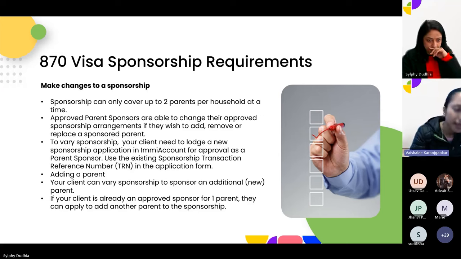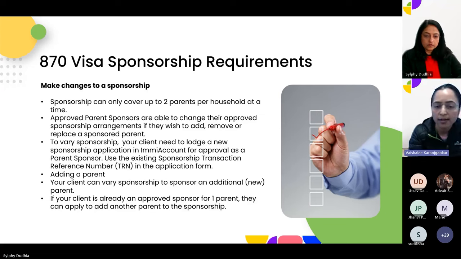You can also add a parent to a sponsorship, but not more than 2. Let's say you have applied for only one sponsorship at a time and later you change your mind, and you wish to add a parent, you can do that too.